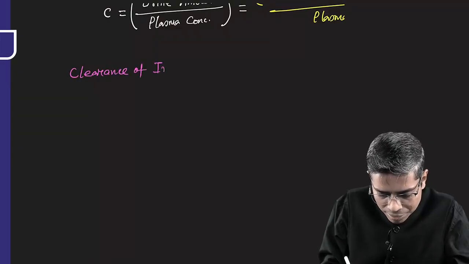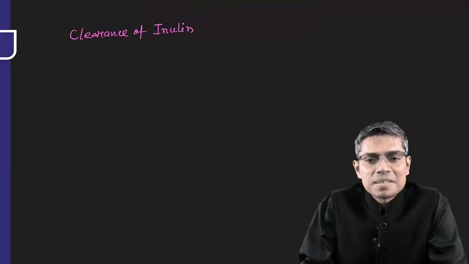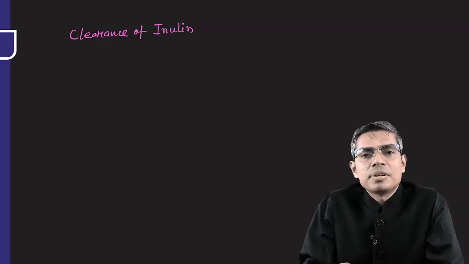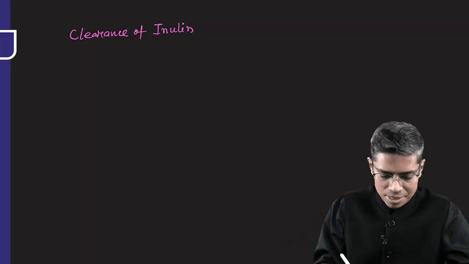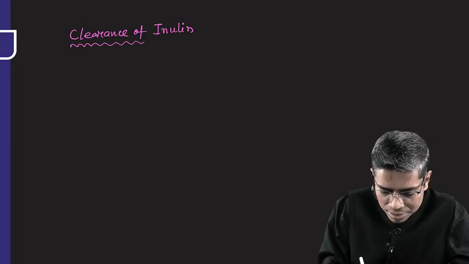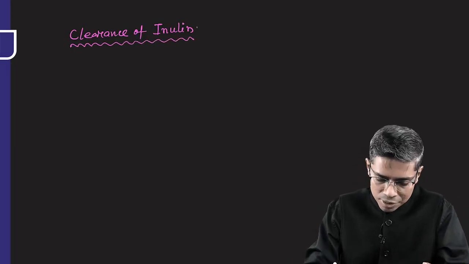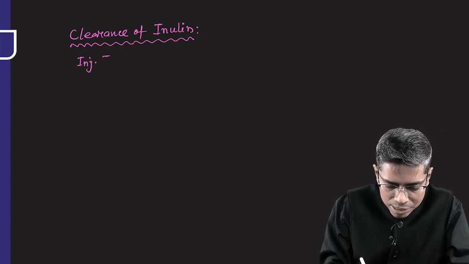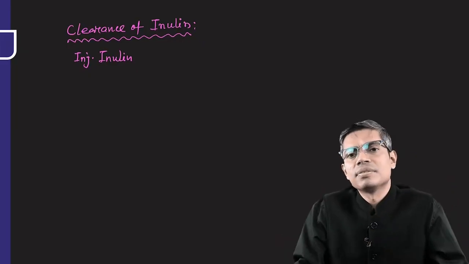of inulin. Why inulin? You know that this is the substance which is not going to be secreted or reabsorbed by the nephron, and it is a freely filterable substance. So that's why I am using inulin for measurement of clearance, right? But it is not produced endogenously. So what you have to do, you have to first give an injection of inulin to the subject or to the patient. You are giving an injection, a certain amount of inulin injected in the vein.